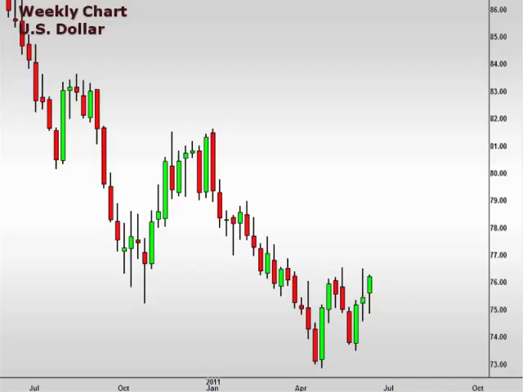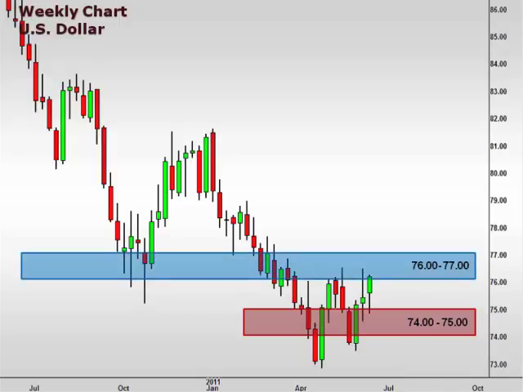Let's start off with a look at the weekly chart of the U.S. dollar index. This is a great way to gain perspective as to how the U.S. dollar has been trading against a basket of currencies. Well, the dollar index held support at 75 and, in fact, closed the week with a push towards this 76 level. Now, this level is an important resistance area, and we should be open to the possibility of a pullback. However, a break above 76 opens the window for a continuation higher.